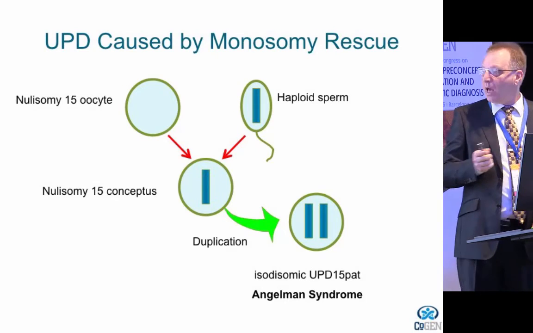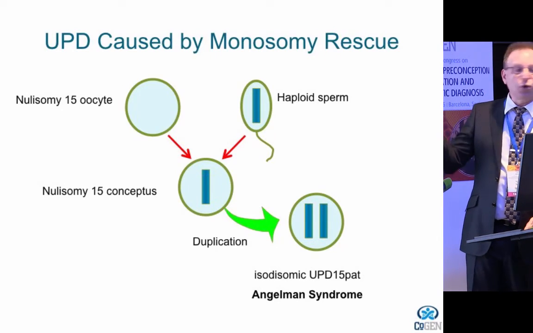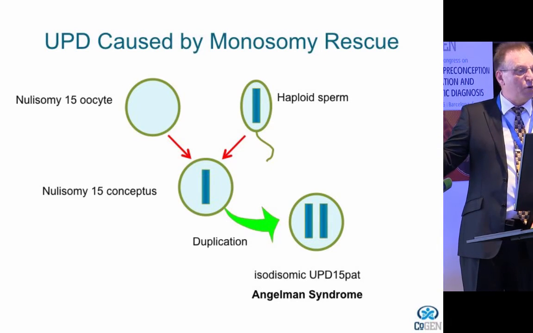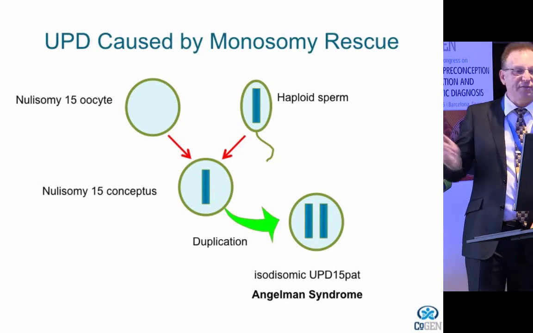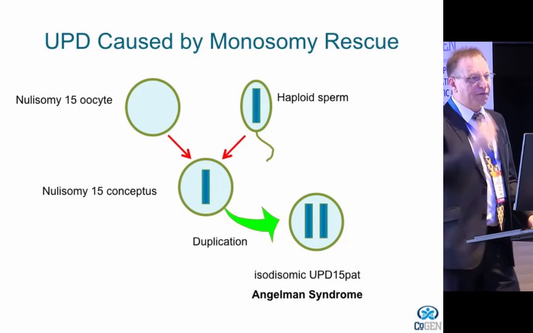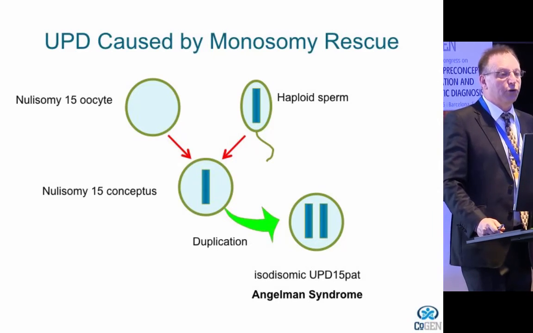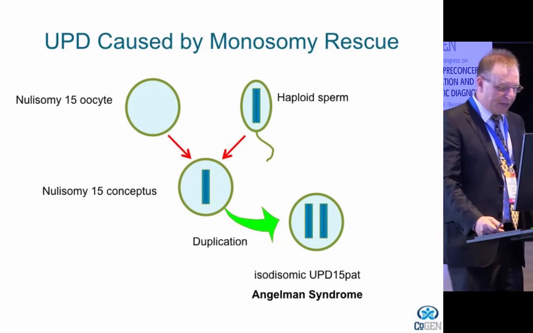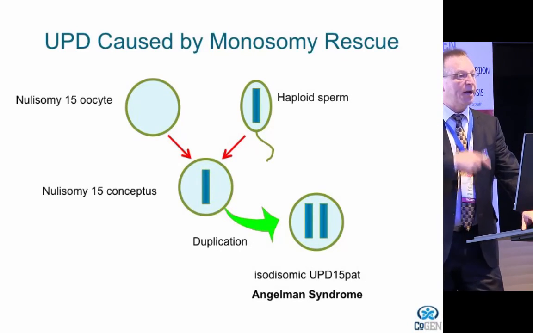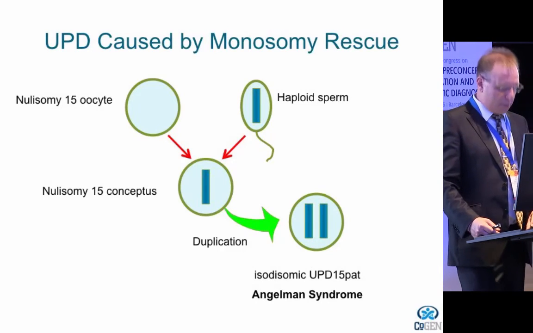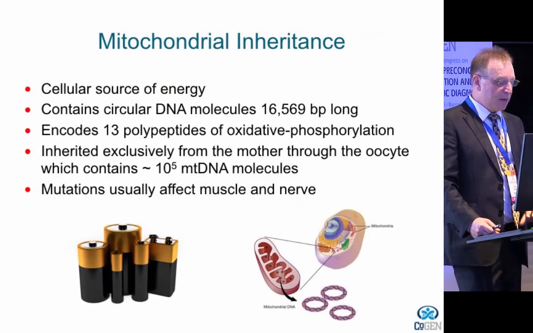And again, this also may be in a mosaic form where some of the cells may still have nullisomy 15, especially if evaluated early enough, say with preimplantation genetic screening. And we'll hear more about mosaicism and UPD in other talks.